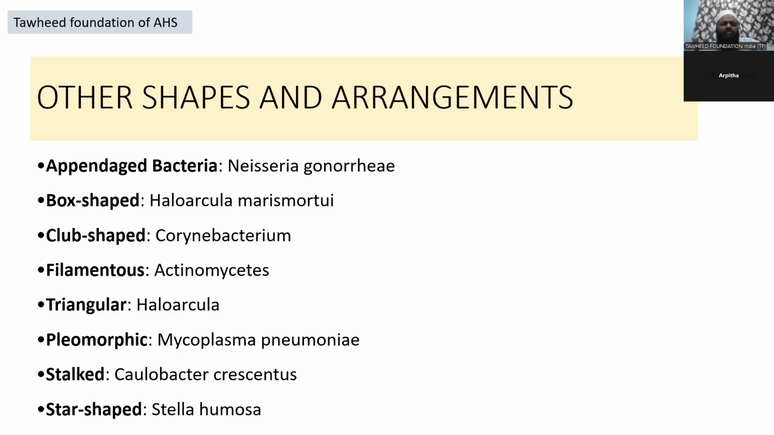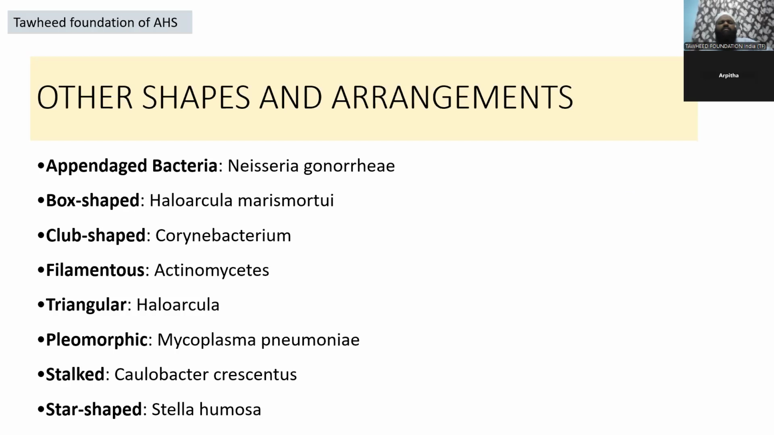Box-shaped or rectangular bacteria resemble a box. Club-shaped rod bacteria are thinner on one side than the other. One classic example of club-shaped bacteria is Corynebacterium. Filamentous bacteria are long, thin, and filament-shaped. They sometimes divide to form branches resembling strands of hair, called mycelium. An example of this is actinomycetes. Triangular-shaped bacteria include bacteria that are triangular in shape, like Haloarcula.